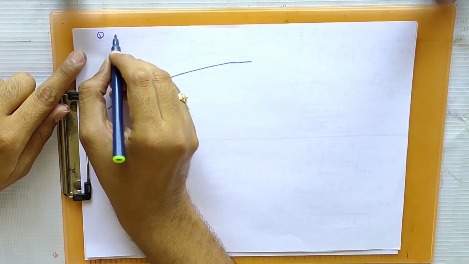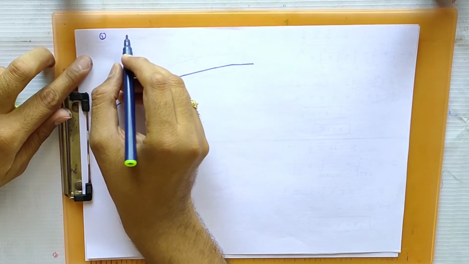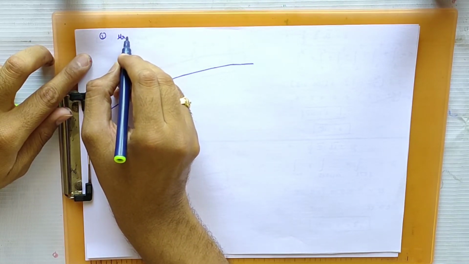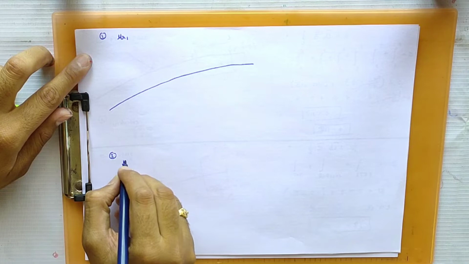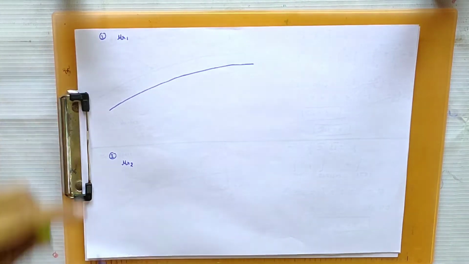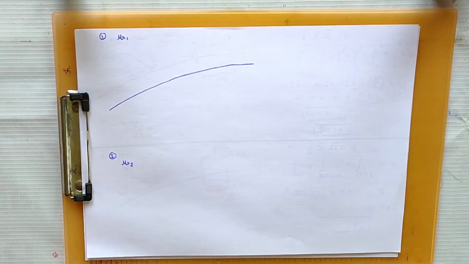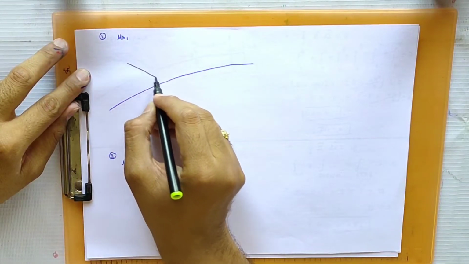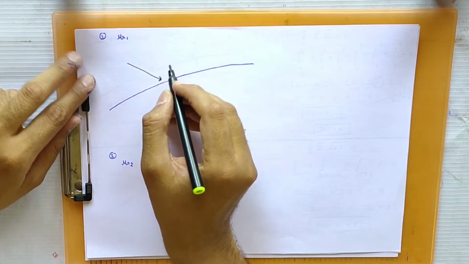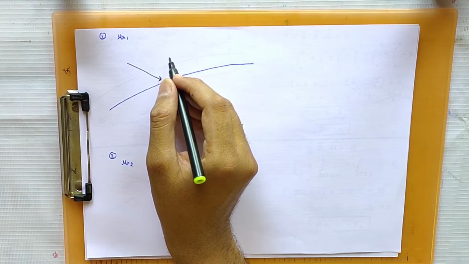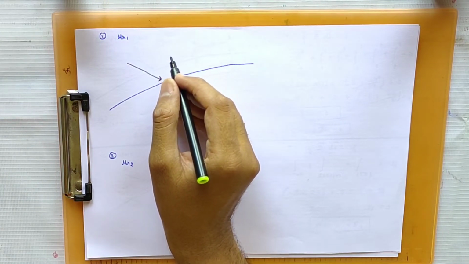First medium has permittivity and permeability, which is mu r1. Second medium has a permeability which is mu r2. Now here is the wave, and this wave is a magnetic wave.